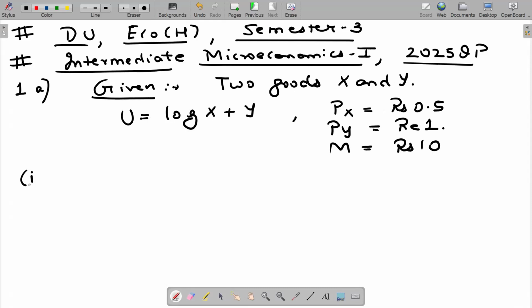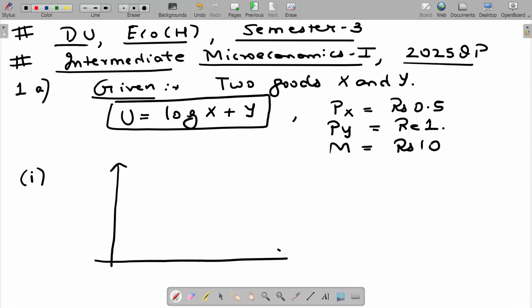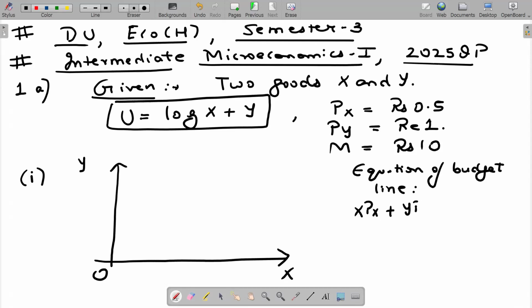Okay. First part asks us to find the initial equilibrium. Now it's a quasi-linear function. We know how to plot a quasi-linear function. So this is good X, this is good Y. Our budget constraint is going to look like this. So equation of the budget line is going to be x Px plus y Py exactly equal to the income. Expenditure on good X plus expenditure on good Y exactly matches the income of the consumer. If I plug in the values, 0.5x plus y equals 10.